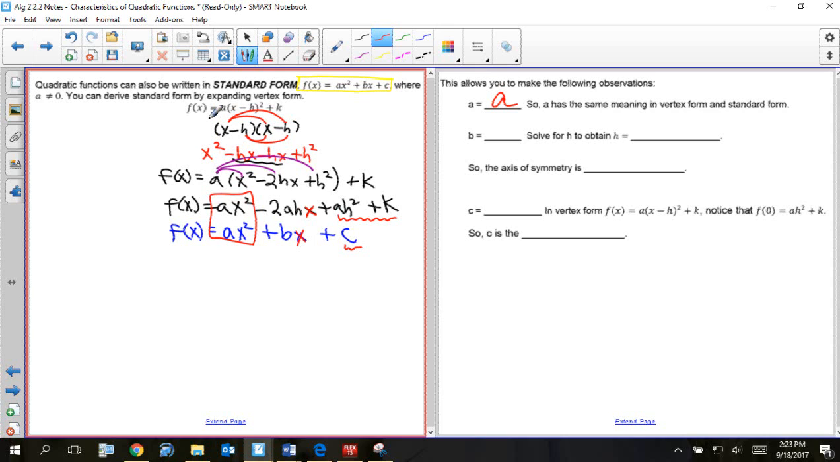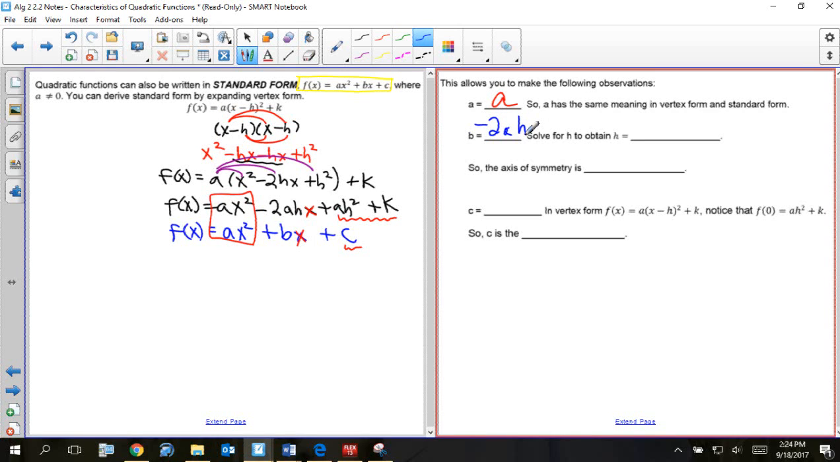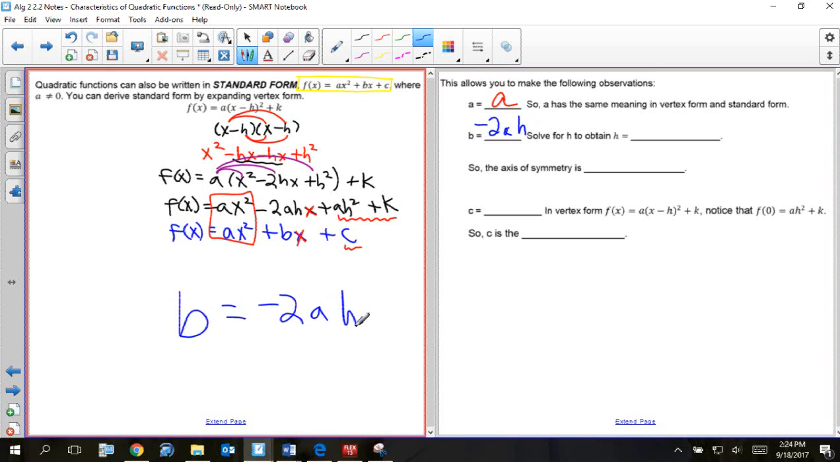Now b is a little different because b is different. So b is equal to negative 2ah. But when we use vertex form, the h is what the axis of symmetry is in vertex form. So I'm going to do this big over here so you can see what I'm doing. It says solve for h to obtain h equals. So what we're going to do is say b equals negative 2ah, and we're going to solve this equation so it says h equals.